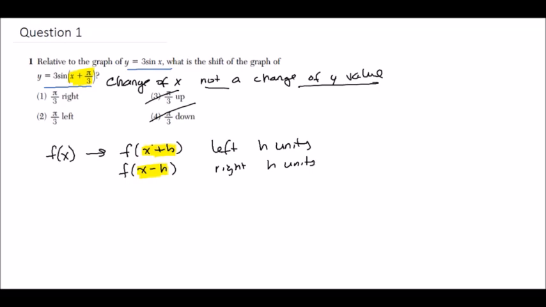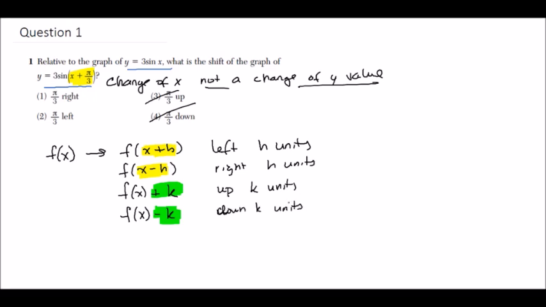But let's recall that the x shifts are inverted. So if we have a plus h, we're actually going left h units, and if we have a minus h, we're actually going right h units. Now, if we apply a shift that is vertical, they are going to be aligned with the direction the sign indicates. So a shift of plus k outside, that's going to add value to our f of x, to our y value. So this is going to be up k units, and this is going to be down k units.